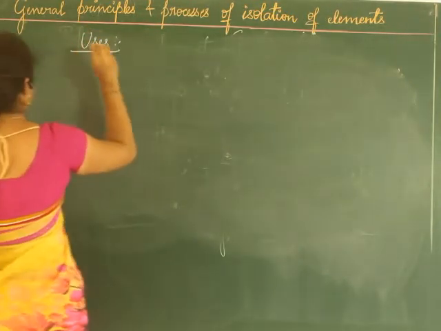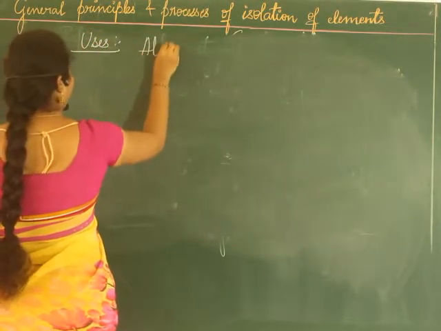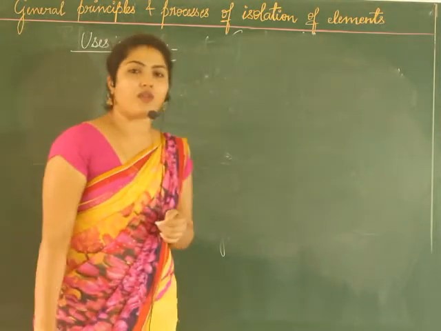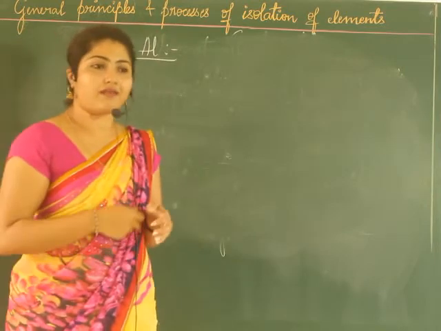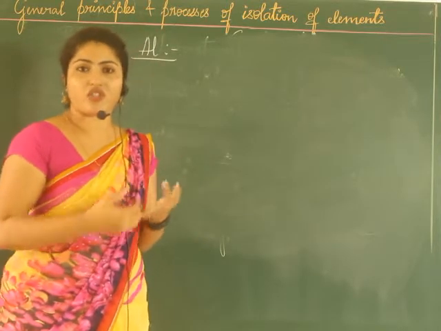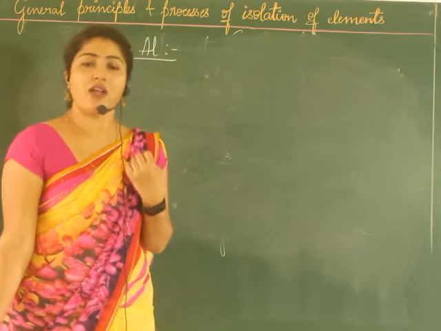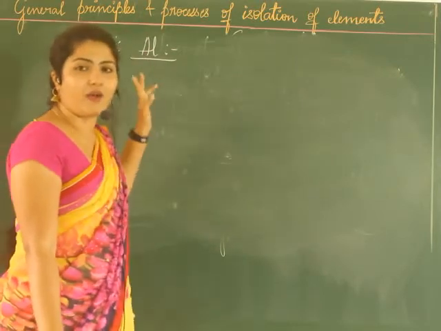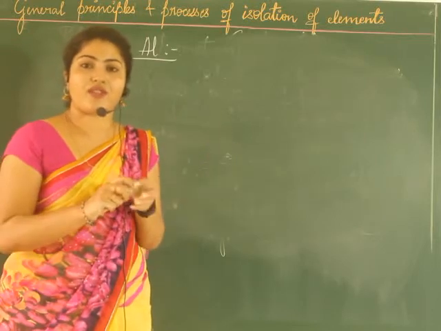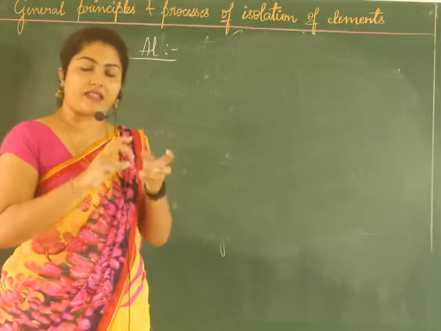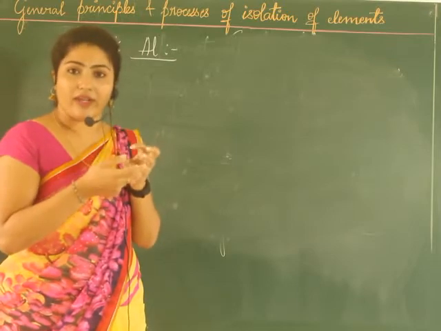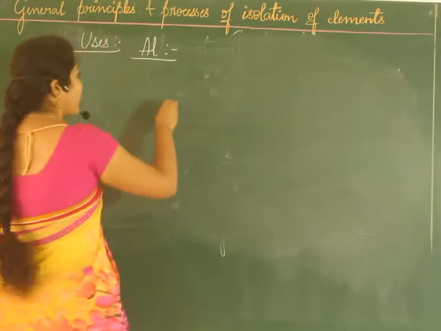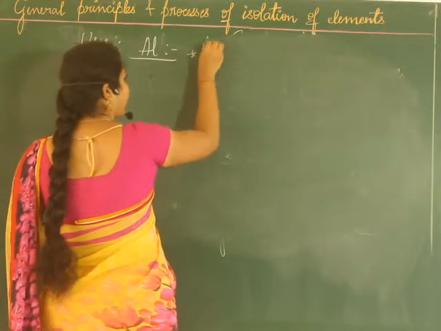Uses. So we shall start with aluminium. The uses of aluminium. When we come to uses, you can mention in a flow a few uses which we commonly see in our day-to-day life. Aluminium, when I say, you have seen wrappers on chocolates. That foil, aluminium foil, is used for packaging of food and all, isn't it? So it is used as a wrapper.